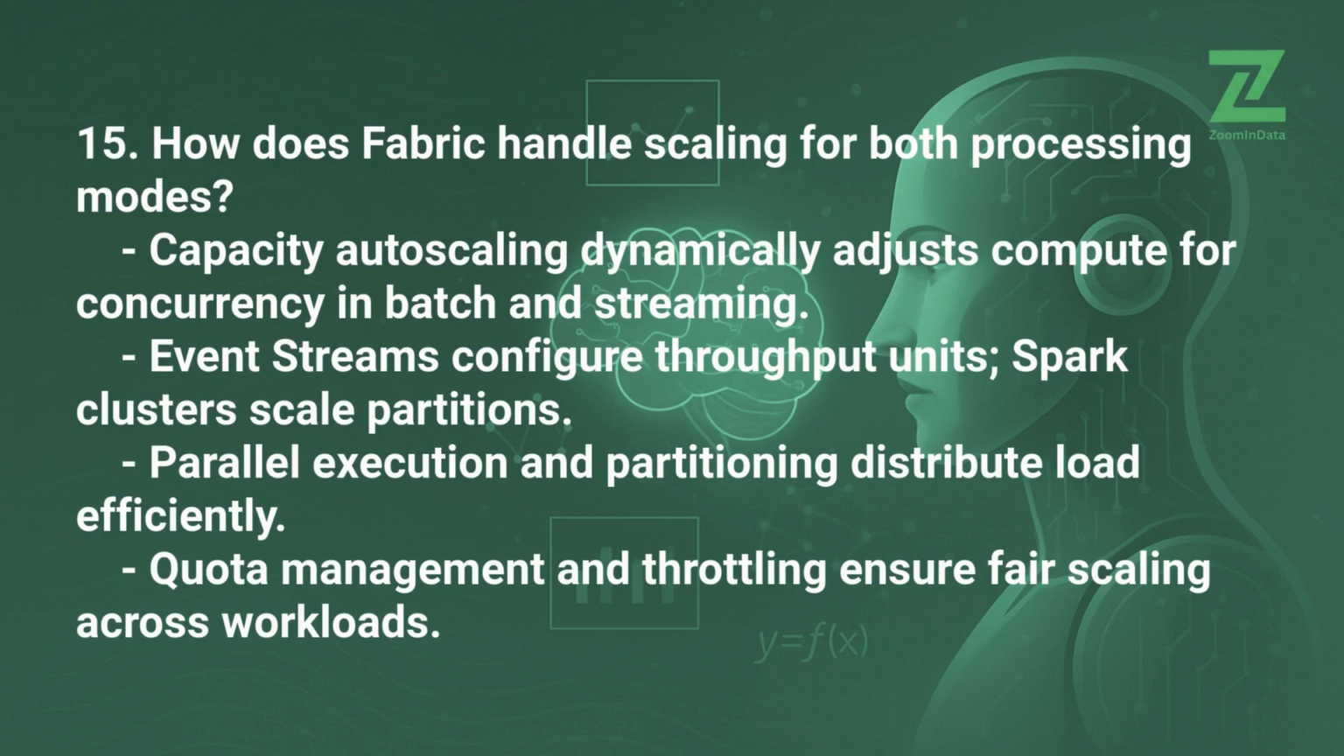15. How does Fabric handle scaling for both processing modes? Capacity autoscaling dynamically adjusts compute for concurrency in batch and streaming. Event streams configure throughput units. Spark clusters scale partitions. Parallel execution and partitioning distribute load efficiently. Quota management and throttling ensure fair scaling across workloads.